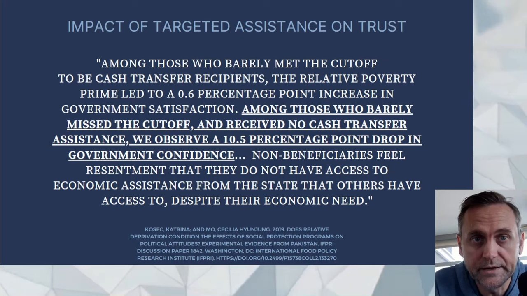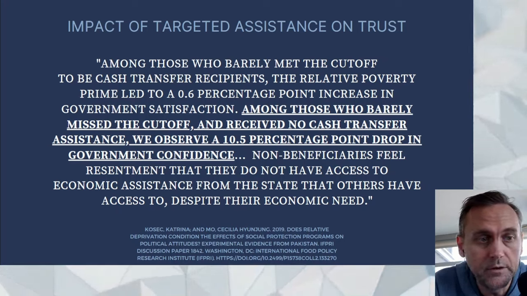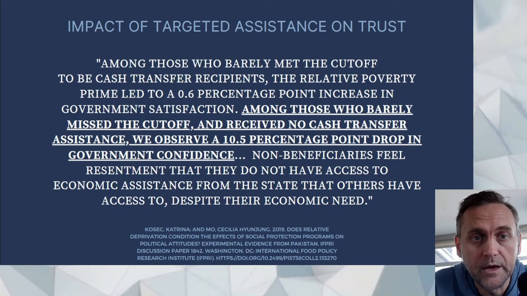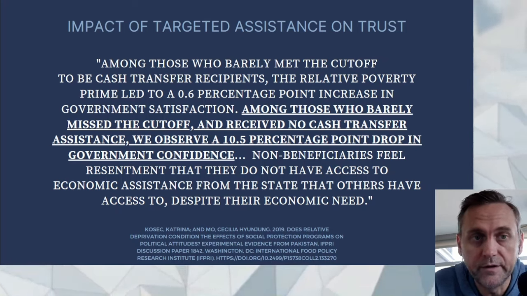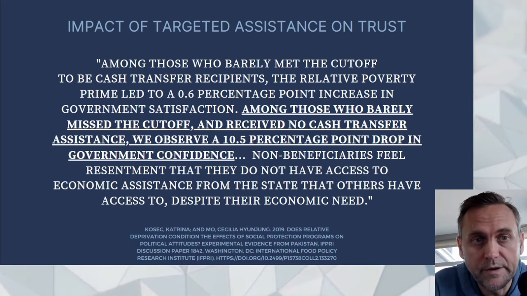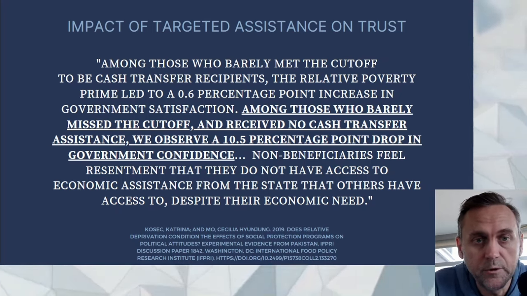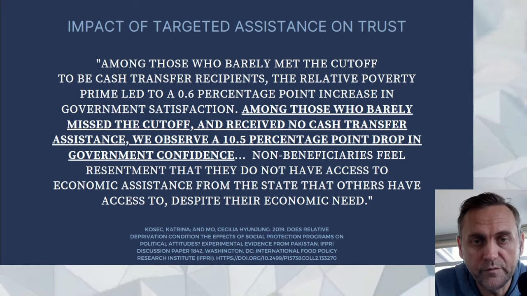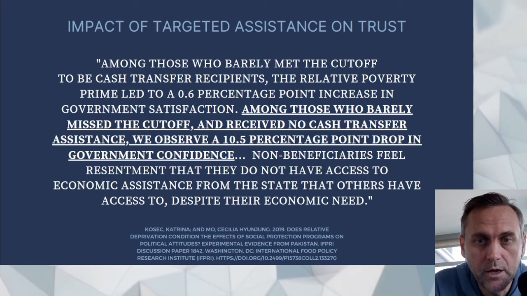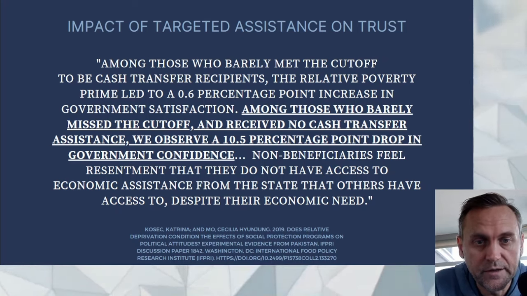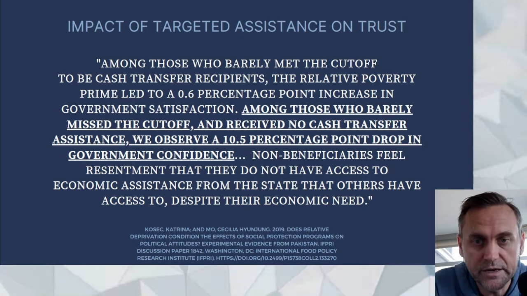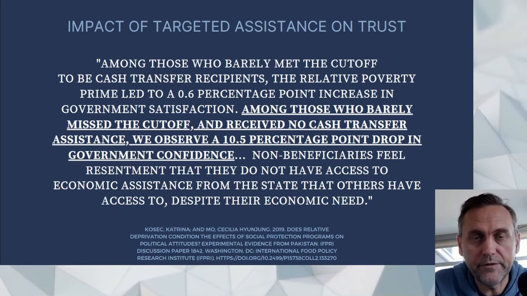This is a study that looked at cash assistance and how it was done, and found this. Among those who barely met the cutoff to be cash transfer recipients, the relative poverty prime led to a 0.6 percentage point increase in government satisfaction. Among those who barely missed the cutoff and received no cash transfer assistance, we observe a 10.5 percentage point drop in government confidence. Non-beneficiaries feel resentment that they do not have access to economic assistance from the state that others have access to, despite their economic need.